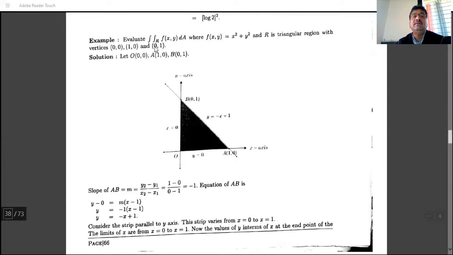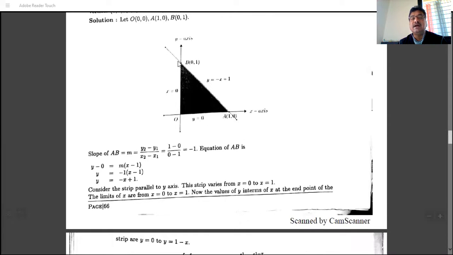Then evaluate the double integration over R of f(x,y) dA, where f(x,y) is x square plus y square, and R is the triangular region with vertices (0, 0), (1, 0), and (0, 1). So this is (0, 0), this is (0, 1), and this is (1, 0), and this is the region. And we have to integrate f(x,y) over this region R.